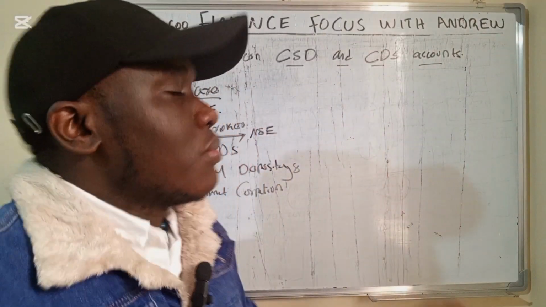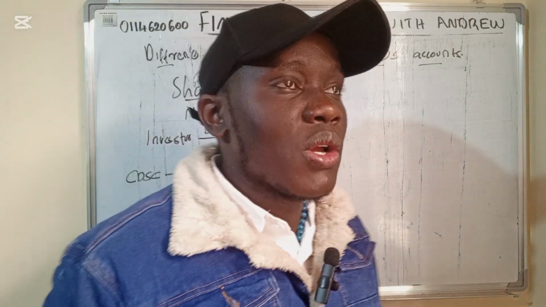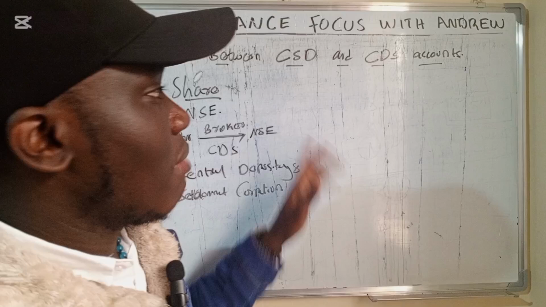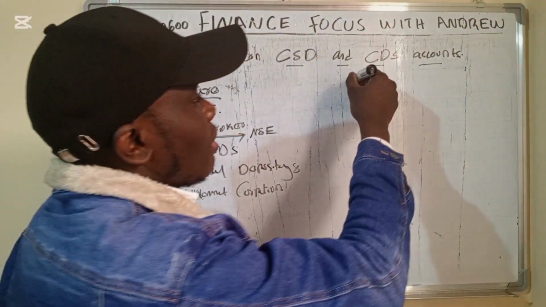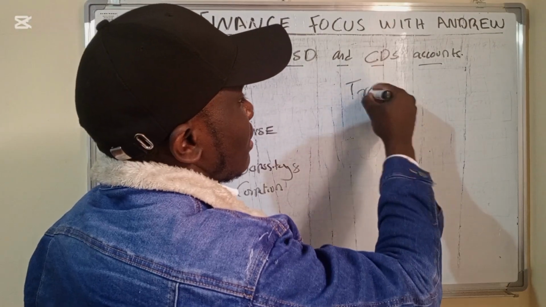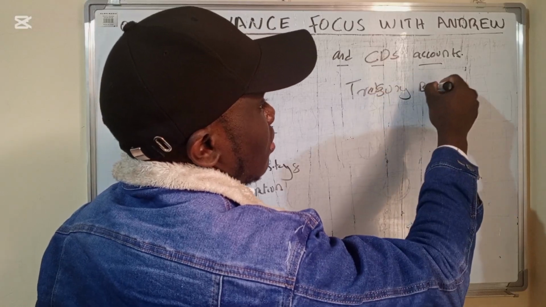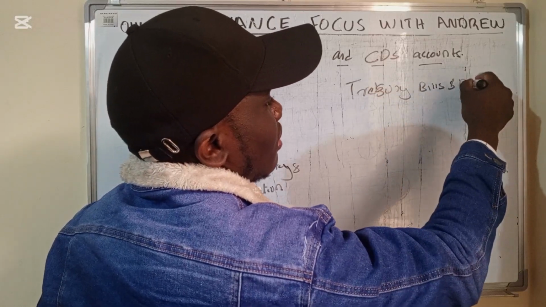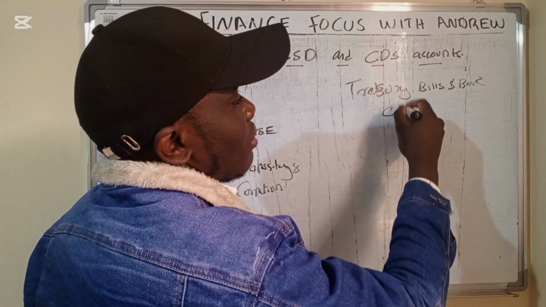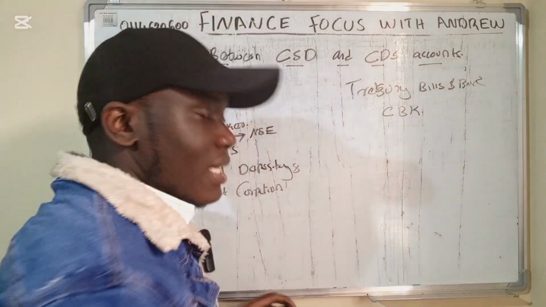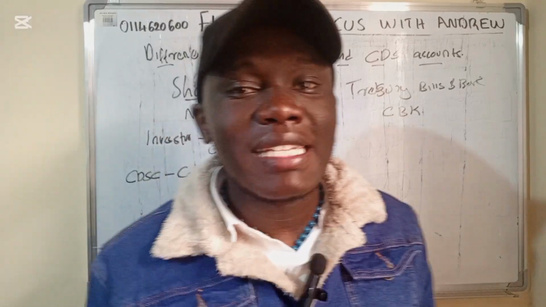Now, when we move to treasury bills and treasury bonds, we now move to the Central Bank of Kenya. We were talking about the NSE, but when we move to treasury bills and bonds, we are talking about the Central Bank of Kenya. For you to access the Central Bank of Kenya, you need what we call a CSD account, not a CDS account. You need a CSD account.